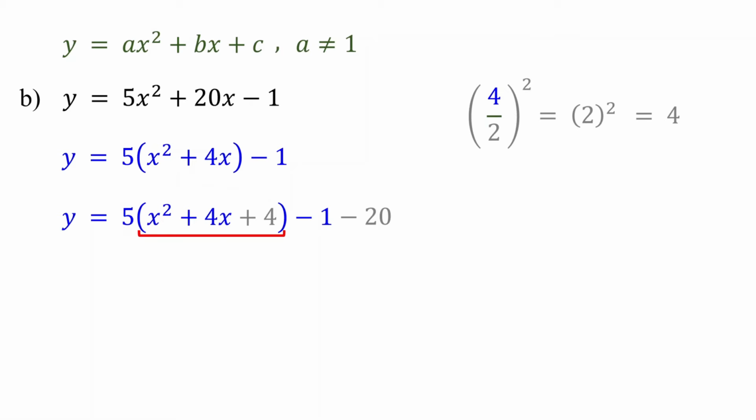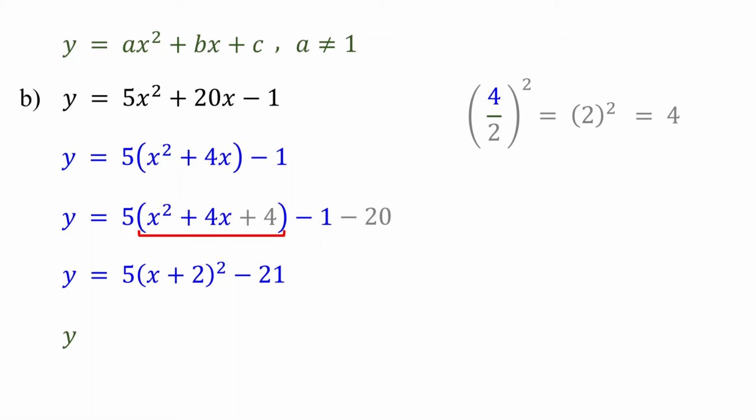Next, rewrite the perfect square trinomial as a binomial square, which will be (x plus 2) squared. The number in the binomial is half of the coefficient of the x term in the perfect square trinomial. -1 minus 20 equals -21.